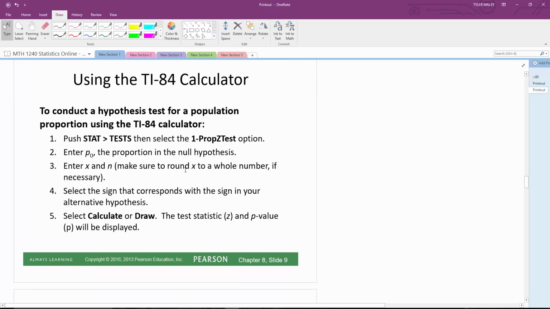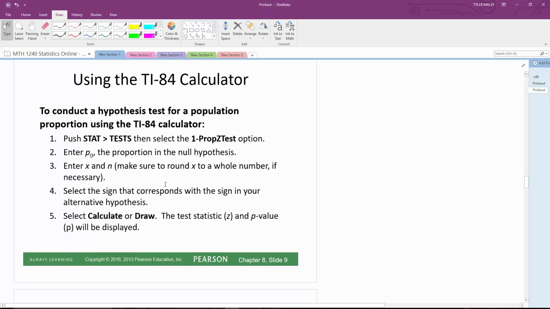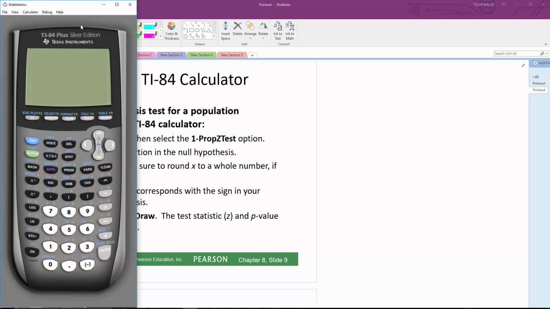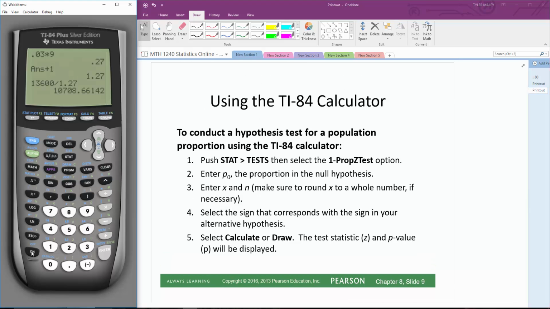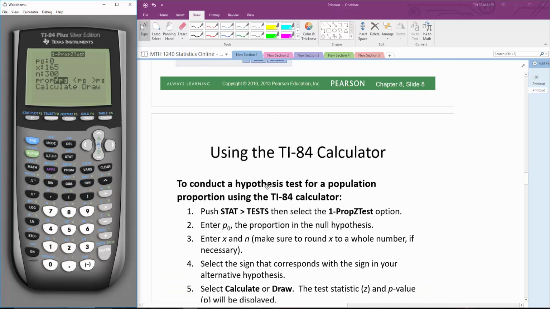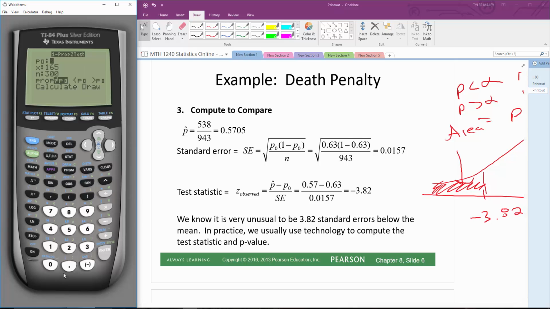Here it walks you through how to find that with StatCrunch. But again, we're not going to use StatCrunch. We want to use the TI calculator. And I can also show you how to find that using R. So to do this in the calculator, let me open up my calculator. We're going to go to stat, which is here, and then go over to test, and we want to do the 1 proportion z test, option 5. So I need to enter in p sub 0. If we come up here, p sub 0 was 0.63. So we put in 0.63.